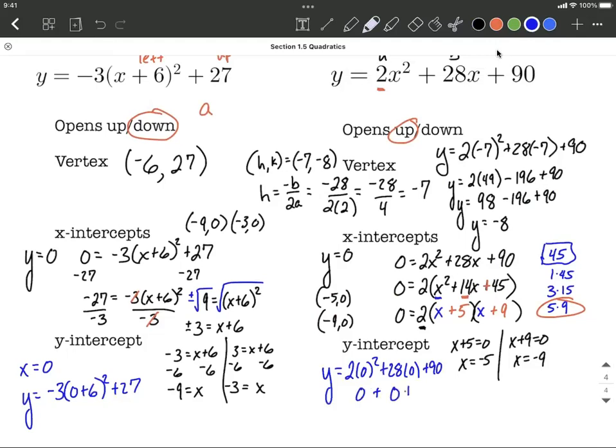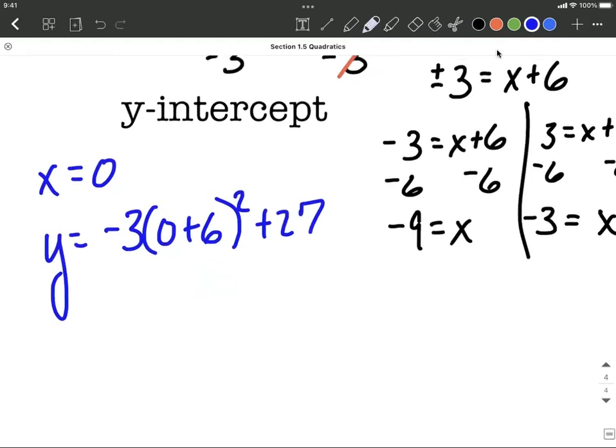Now the one on the right-hand side is going to be fairly easy, right? We have 0 plus 90. Well, 0 plus things is going to be easy. We get 90. So that's the ordered pair 0, 90. On the left-hand side, it's going to be a little bit more work, but it shouldn't be bad either. All right, we're going to follow order of operations and work what's inside the parentheses first. So 0 plus 6 makes 6.